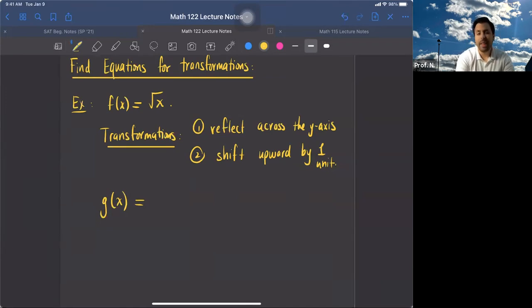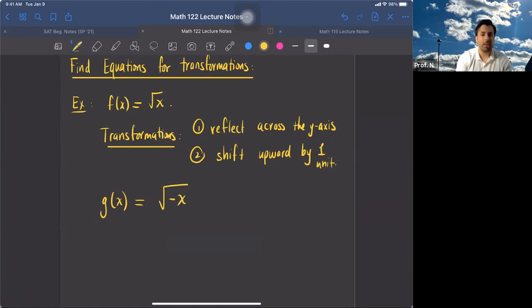So the negative will not be in front of the x. So be careful. If you put it in front of the x, you reflect it across the... Oh no, you're right. Yes, you put the negative in front of the x value. Sorry, I was thinking about the y value, the x-axis. So yeah, that's right. So I'm going to put a negative in front of the x inside the square root. So that's step 1.